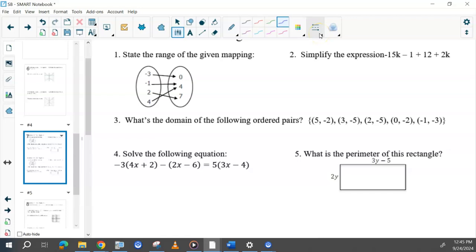Okay, so for 1, we haven't talked about this format, but we have talked about finding the range and domain. Once you know how to read it, it's a little easier. In this mapping, the left side is your x values, the right side is your y values. If you're looking for the range, we're looking for just all the y values, and you would list those.